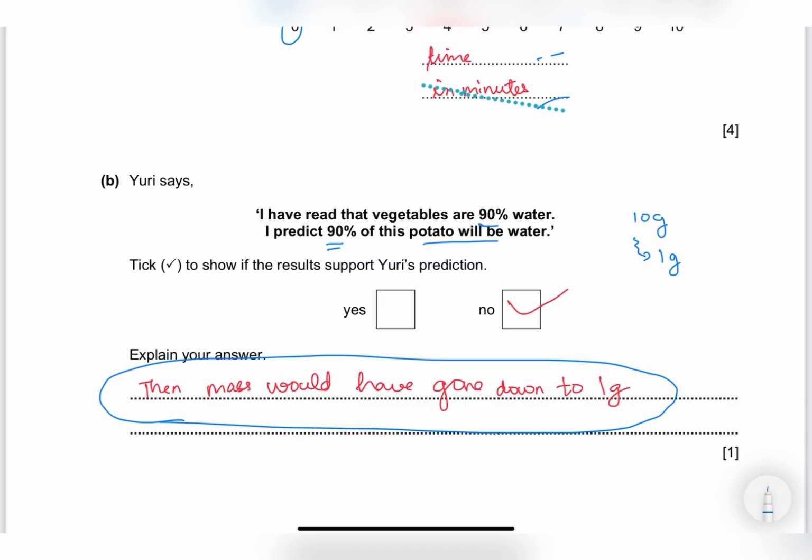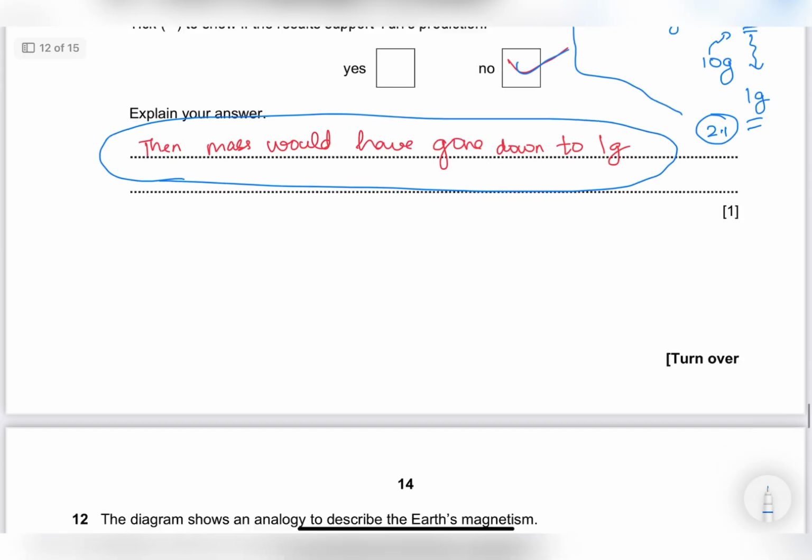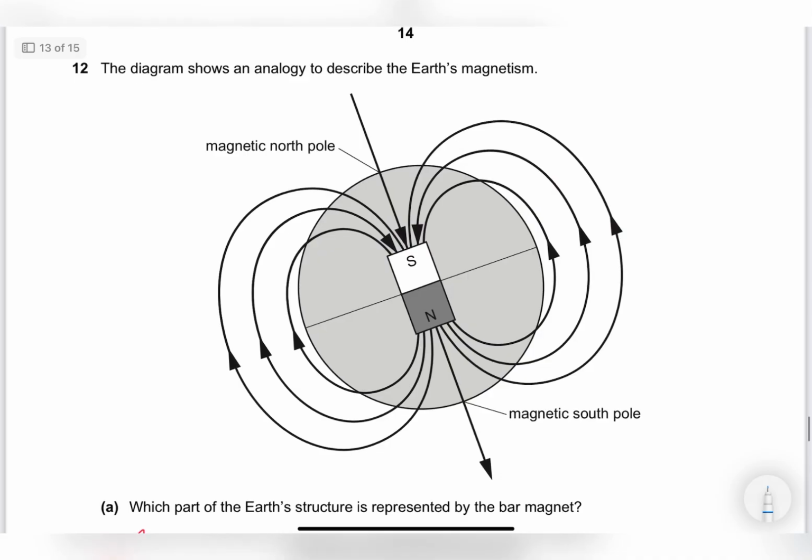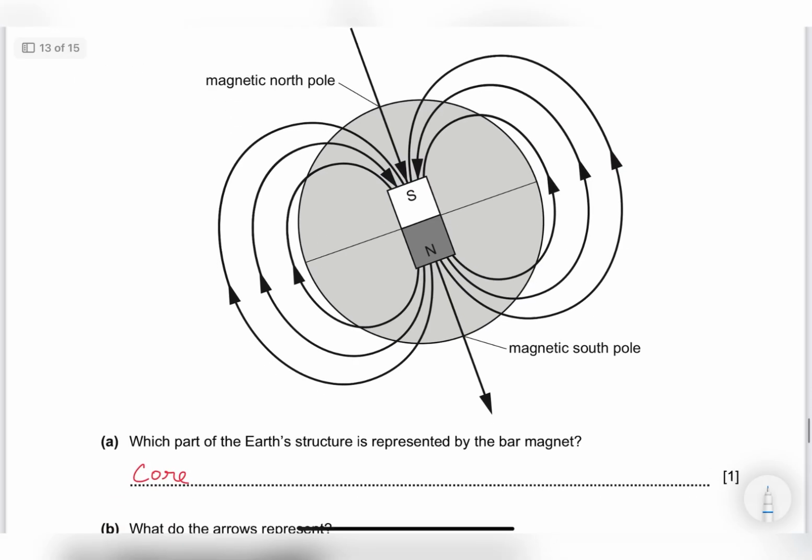Think about it. If 90% of 10 gram is water, that means 9 gram is water. So if we are evaporating it, only 1 gram of it will remain. But we have 2.1 gram. So 90% is not water. Right? Let us move on to the next one. Diagram shows an analogy to describe earth magnetism.